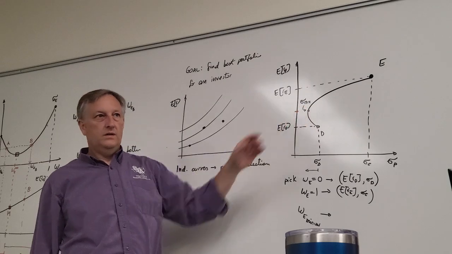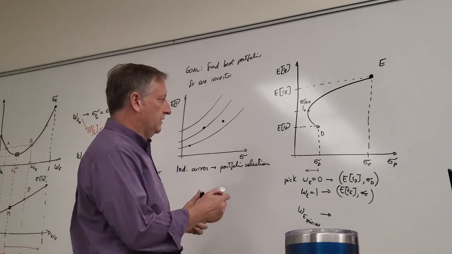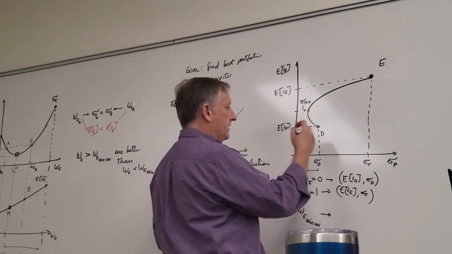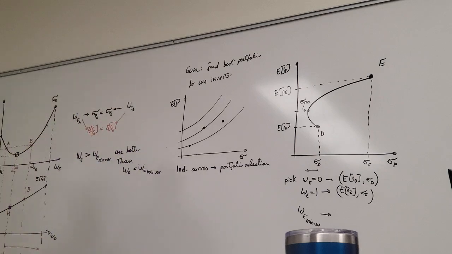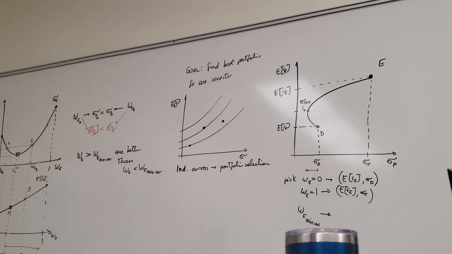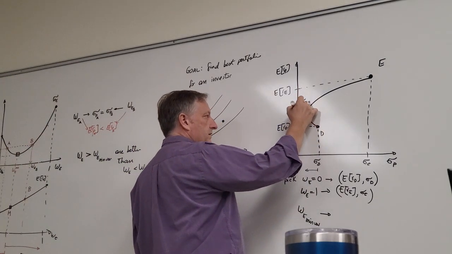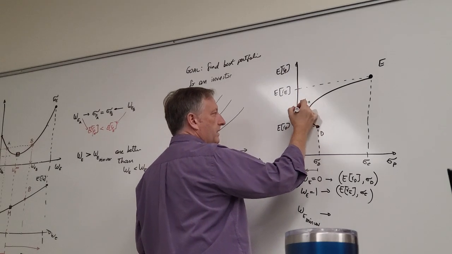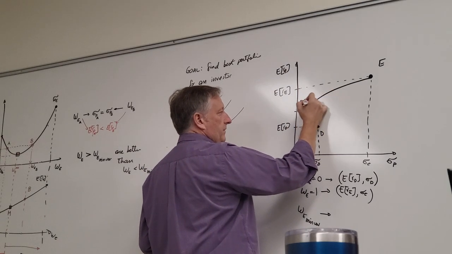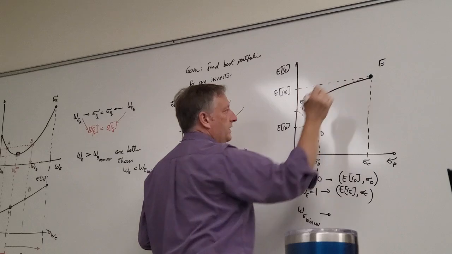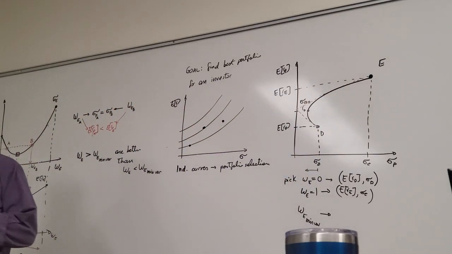So if correlation is exactly -1, how would this graph look? If correlation is -1, you can actually find a weight where the risk is 0. So if correlation is -1, this would kind of look like this. Touches here and then bounces back. I mean, that looks awful, but it looks like that.